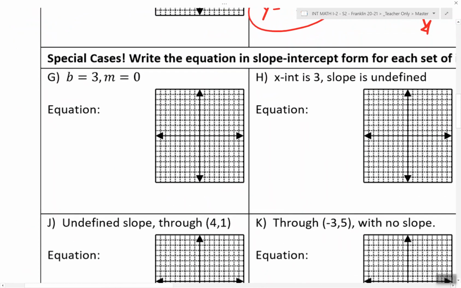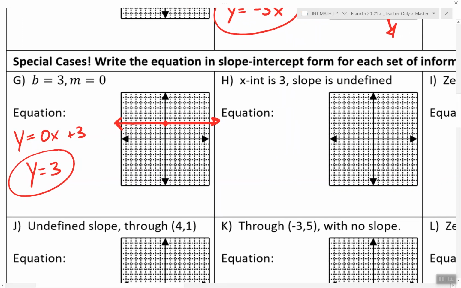So here we have, for example, G, b equals 3 and m equals 0. So if you were just writing with those numbers, you'd put y equals 0x plus 3. Well, anything times 0 is 0, so if it helps you to put it, go ahead, but we can just write y equals 3. So remember, a 0 slope, that's a horizontal line. We go to the b value, which is 3 here, and a slope of 0 is just going to go straight across, just like that. So through the y-axis at 3, horizontal line.